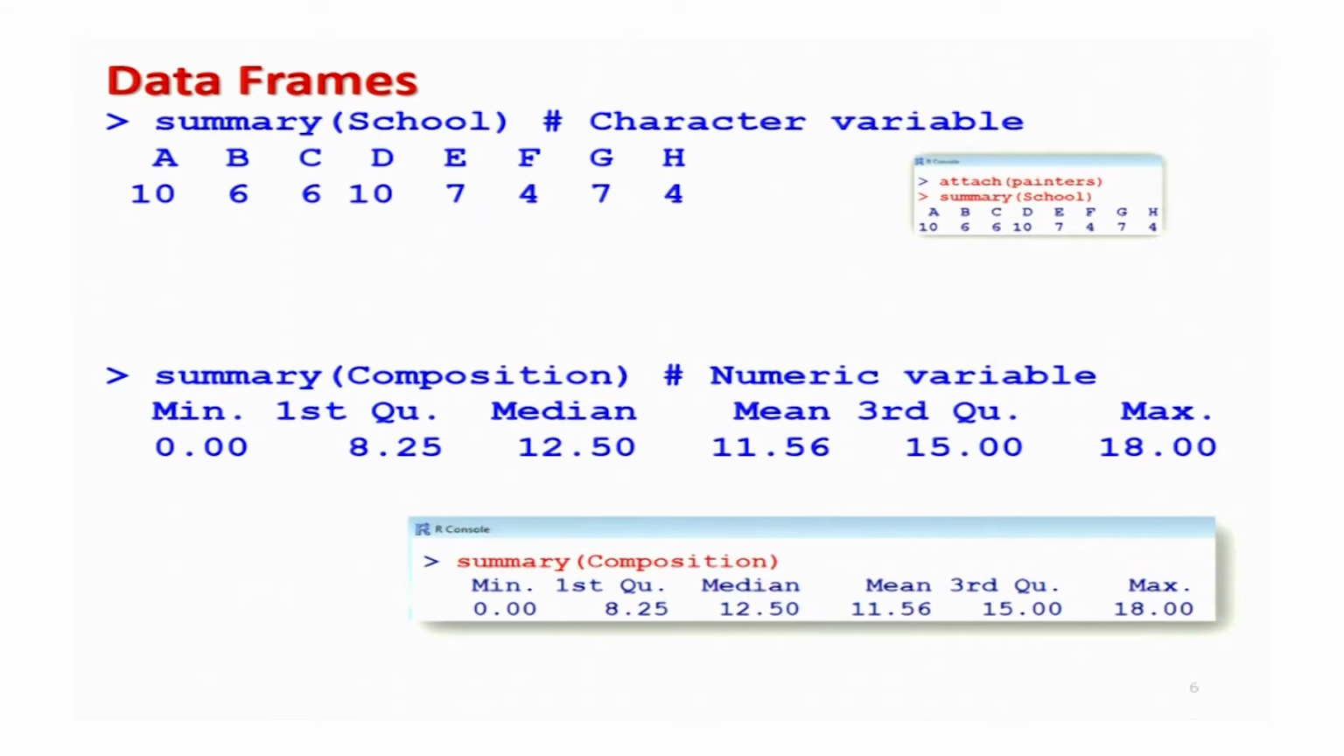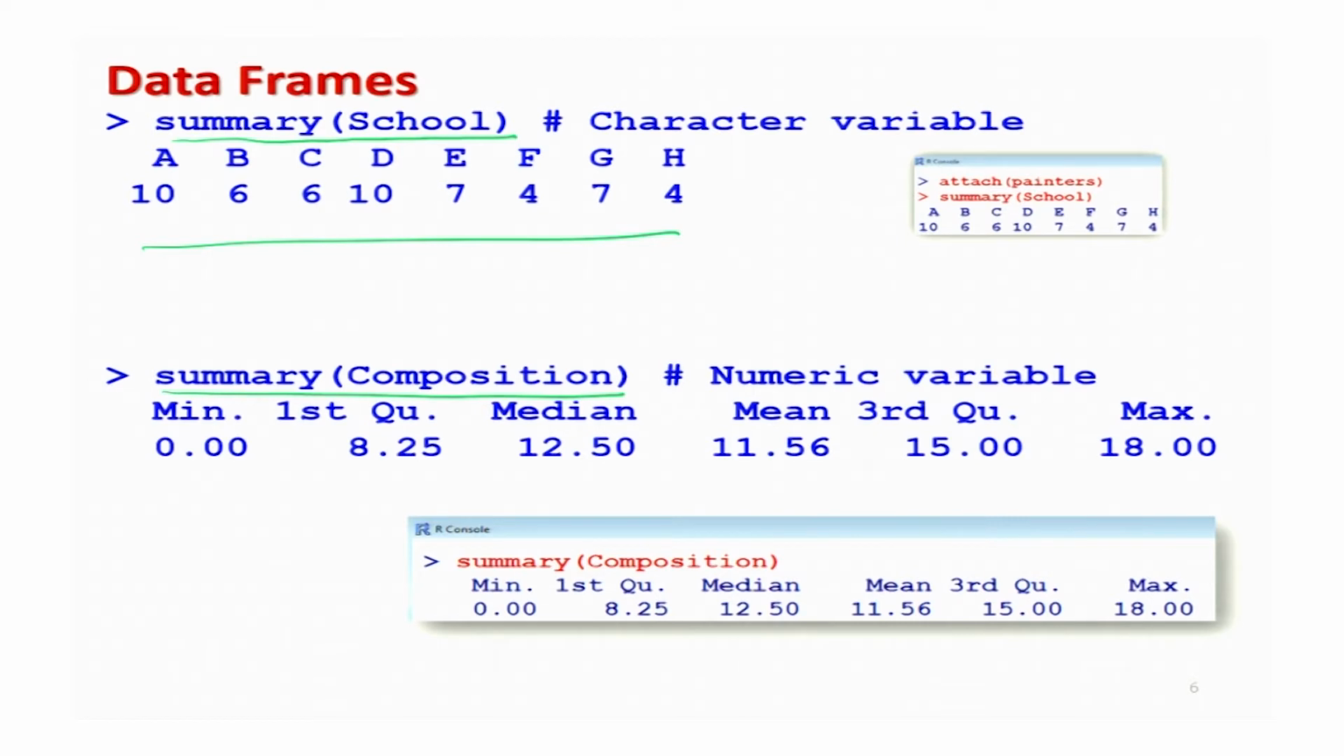But after this, you can see here that without writing the painters dollar, if you want to find out the same command, the summary of school, you will get this option. And similarly, if you try to write summary of the variable composition, then you need not write the painters dollar. So actually, when you are working with a single database for a very long time, these types of commands are really useful, right.